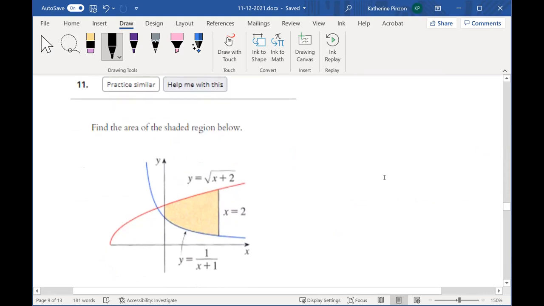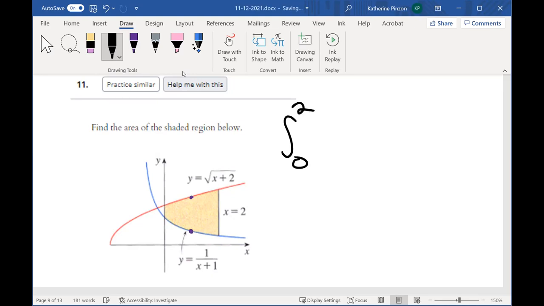Okay, 11. Find the area of the shaded region below. In this one, the function on top is always the same, and the bottom function is always the same, right? It doesn't change, so I can just do one integral. I only want the yellow area, so where am I going to integrate from? Starting at x equals 0, ending at x equals 2. And I do top, square root of x plus 2, minus bottom, 1 over x plus 1 dx.